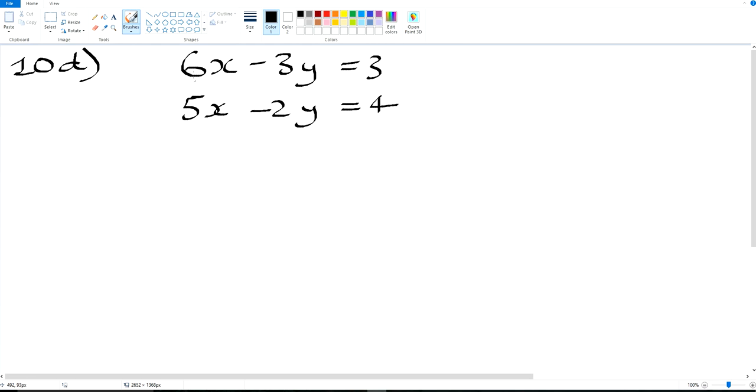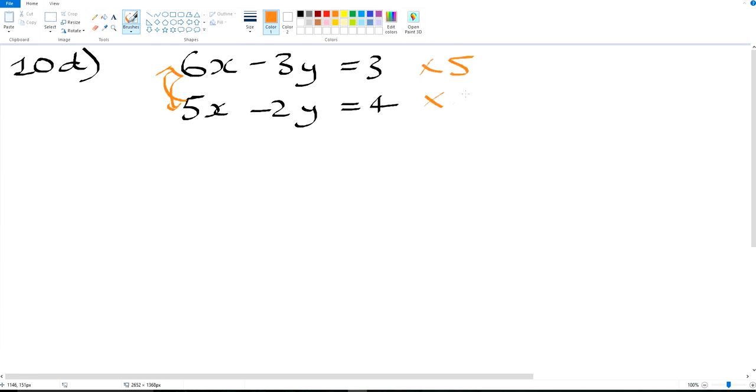Now, everything is already the same. This is positive, this is minus, this is minus. And we could just choose the positive values to make them equal. That would probably be easier to do. So, look at the 6, and the 6 gets multiplied by the 5. And the 5 gets multiplied by the 6. So, let's have a look.